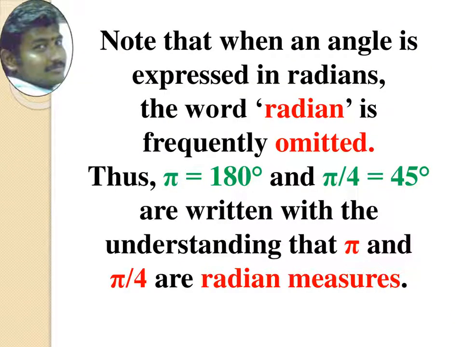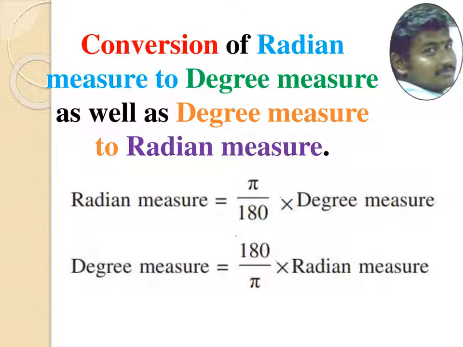Note that when an angle is expressed in radians, the word radian is frequently omitted. You can just write pi or 2 pi, no need to write radian always. Pi equal to 180 degree, pi by 4 equal to 45 degree are written with the understanding that pi and pi by 4 are radian measures.